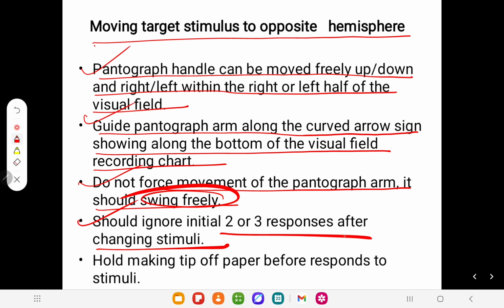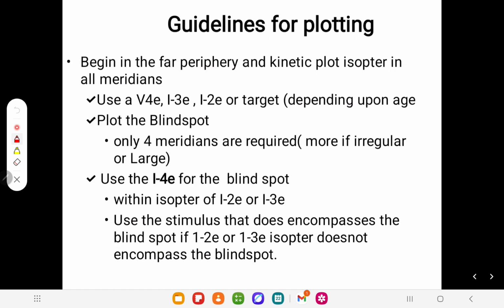It's very important. When you change the stimulus, the first response should be ignored, and then later on, if the patient is habituated, move on. Okay. Hold the marking tip of the paper before responding to the stimulus. It's always important to hold the marking tip of the paper before responding to the stimulus.